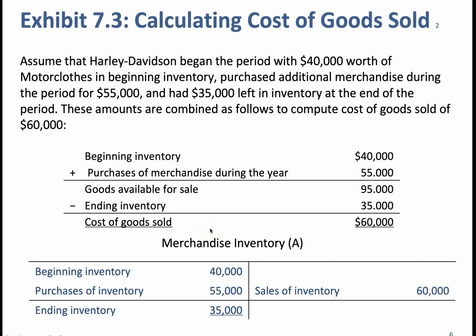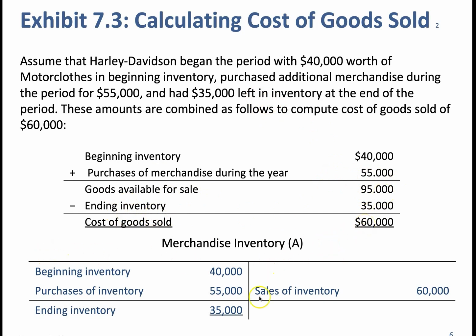Now, let's look at an example where we could apply the equation that we just talked about. Assume Harley-Davidson has a beginning balance of $40,000 and newly purchased inventory of $55,000. The company determined at the end of the period they have $35,000 of goods left in their inventory. So what is the cost of goods sold? By using beginning plus purchases equals available for sale, we can determine total available for sale is $95,000. $95,000 subtracting ending inventory $35,000, we know the cost of goods sold is $60,000.